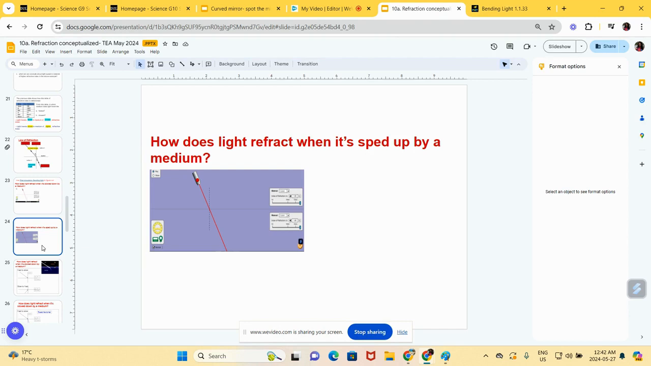The second part of this inquiry is the opposite. Okay, now I see how light is slowed down by a medium, but what if the opposite occurs? What if light sped up as it enters two different mediums? So let's find out.